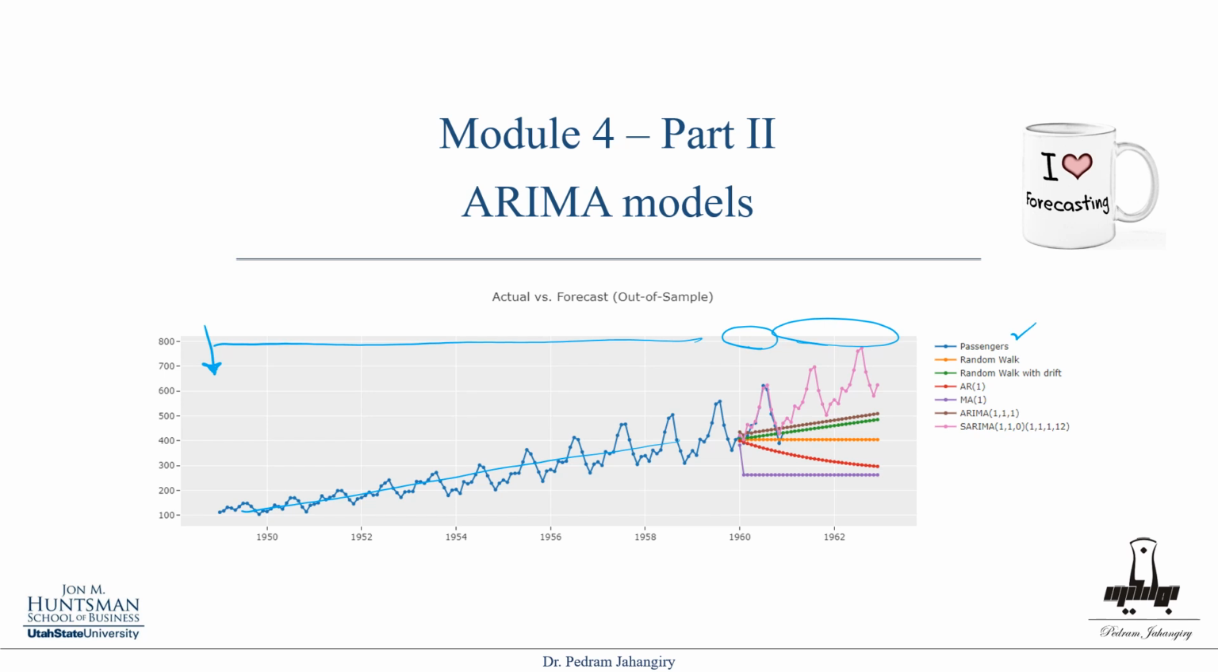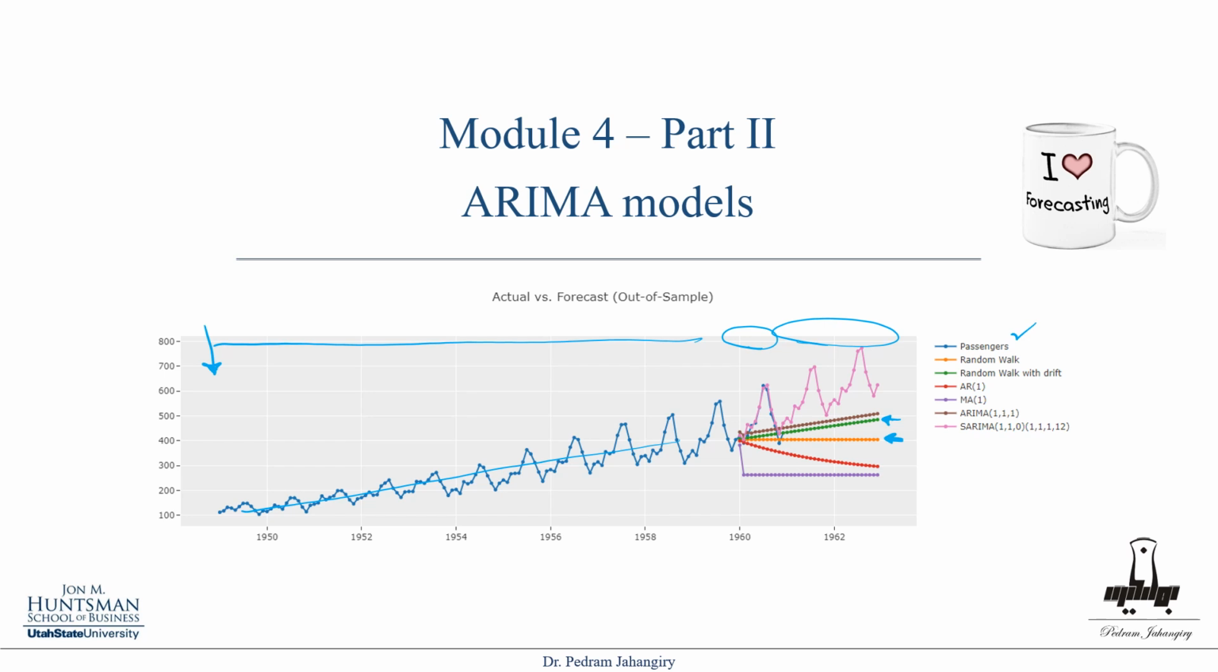So you might think, okay, random walk is a good benchmark or our naive forecaster. So this is the orange one. And I would argue that this is not a fair benchmark because random walk with no drift is not taking into account the trend. So a better benchmark would be the green one, a random walk with drift. So we're going to use it as our benchmark.